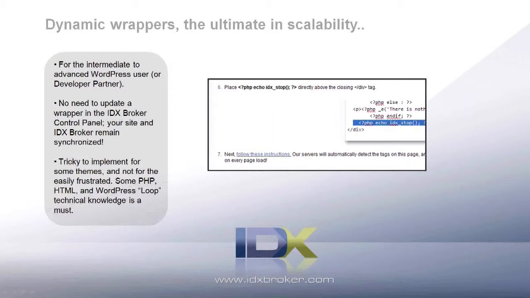So I'll get into another aspect here, which is dynamic wrappers, the ultimate in scalability. So this is for the intermediate or advanced WordPress user, or for our developer partners. Basically what this does is, if you have a theme and you want that theme, anytime that you make a change to that theme, to be updated within IDX Broker, you would want to add these start and stop tags into that theme. And as noted here, it can be a little bit tricky to get it in there. You have to know some PHP or HTML, or just be familiar with WordPress enough to know how to enter this in. Now, we have step-by-step instructions in the knowledge base to help with this.